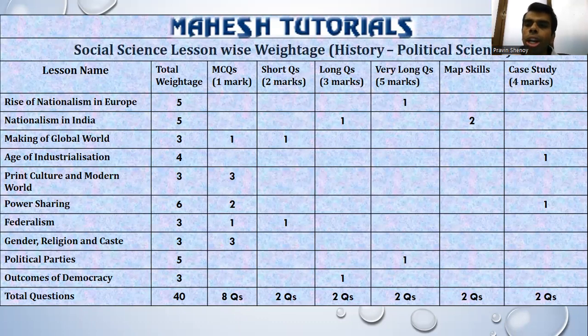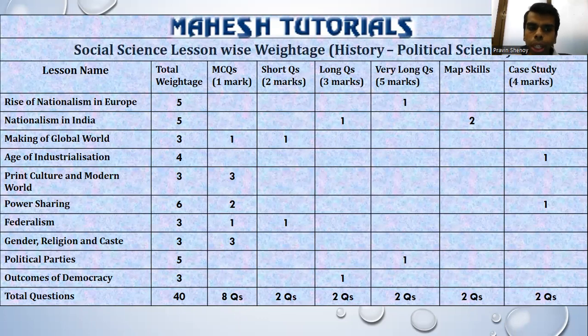Going further towards the political science part, the very first chapter over here is power sharing. The weightage is 6 marks. And for this 6 marks, you'll be having 2 MCQs and 1 4-mark case study. The next chapter over here is federalism. 3 marks is the weightage, 1 MCQ for 1 mark and 1 2-mark question. The next chapter over here is gender, religion and caste. The weightage again is 3 marks, and for all these 3 marks you can expect 3 MCQs.